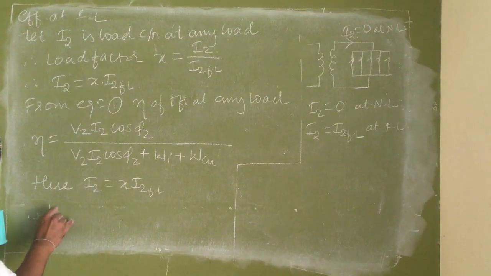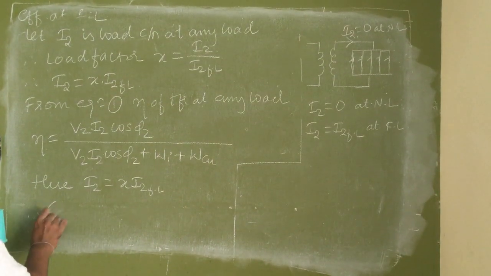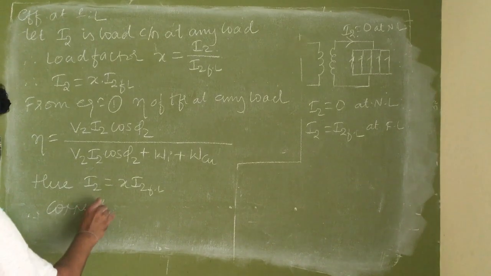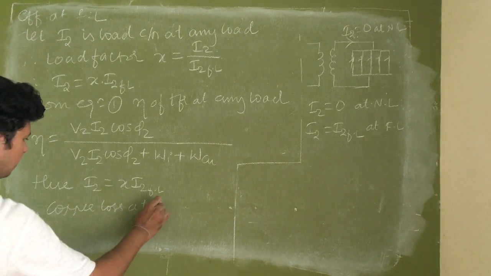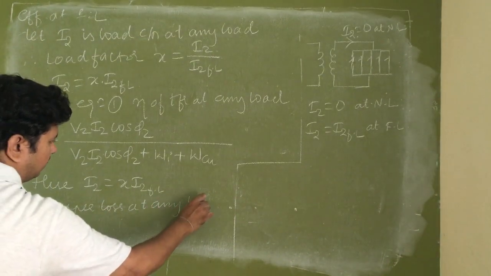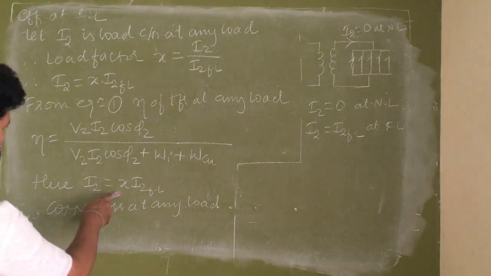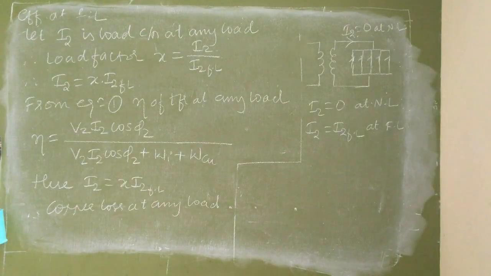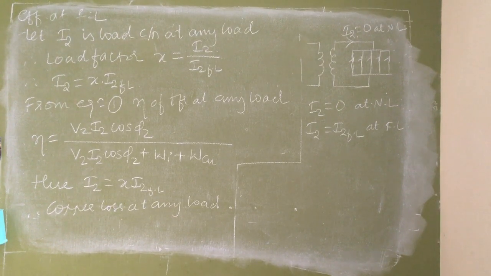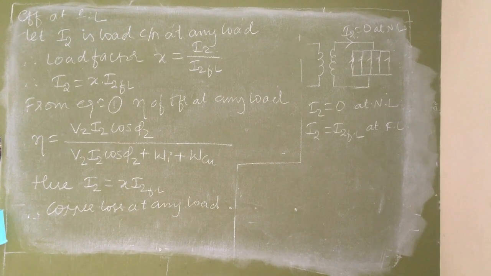Therefore, copper loss at any load has to be considered, because copper losses are variable losses. So this x should reflect in copper loss also. If load is 0, copper losses are 0. If load is full load, copper losses are full load. If load is less than full load, copper losses are less than full load.